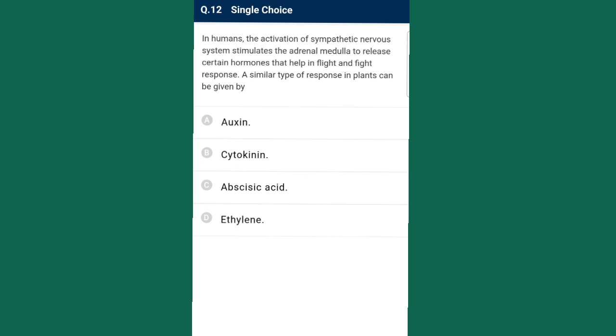In humans, the activation of the sympathetic nervous system stimulates the adrenal medulla to release certain hormones that help in the fight and flight response. A similar type of response in plants can be given by? Abscisic acid is an inhibitory plant hormone, also known as dormin. The hormone promotes seed dormancy and inhibits growth. ABA is a stress hormone as it helps the plant survive different kinds of environmental stresses. So the answer is option C, abscisic acid.